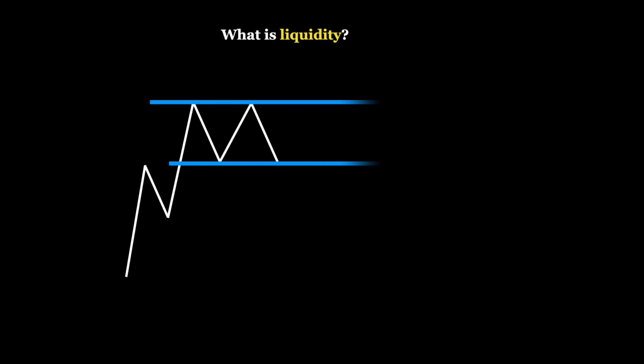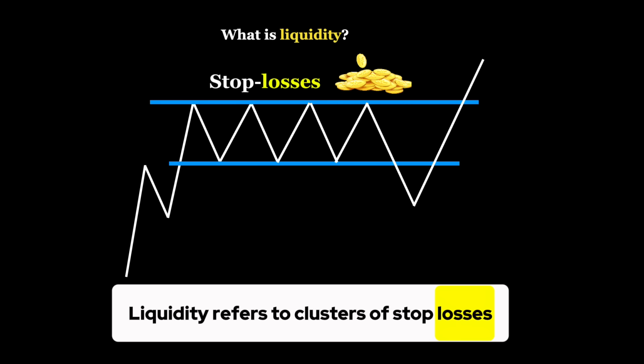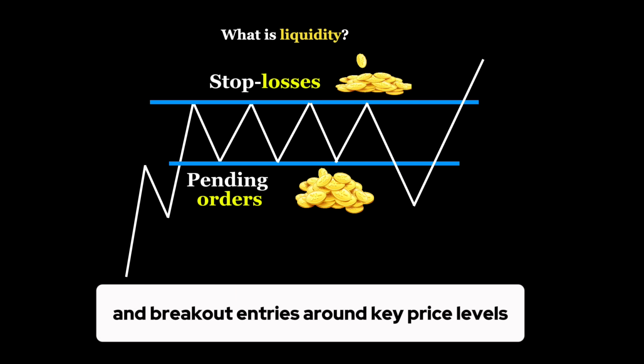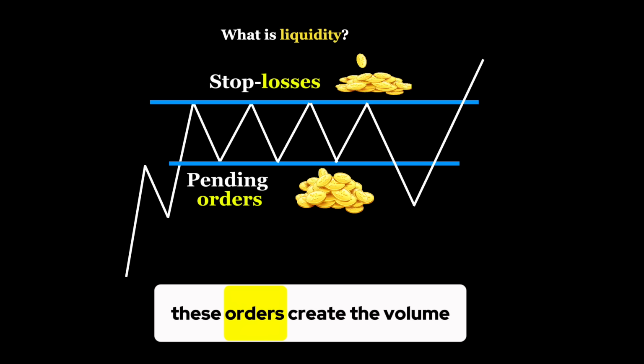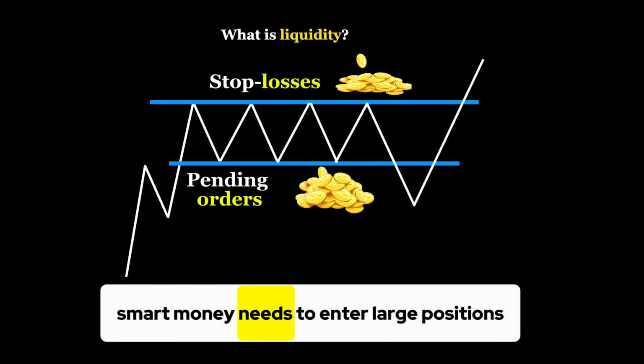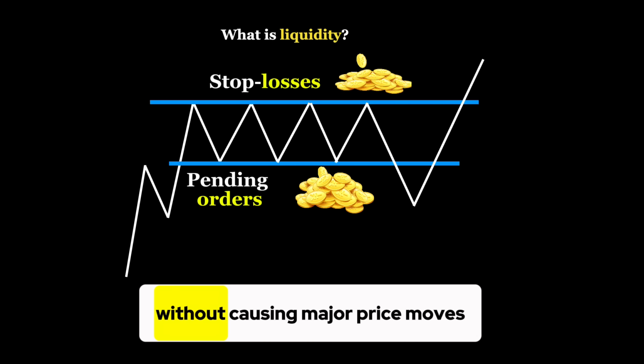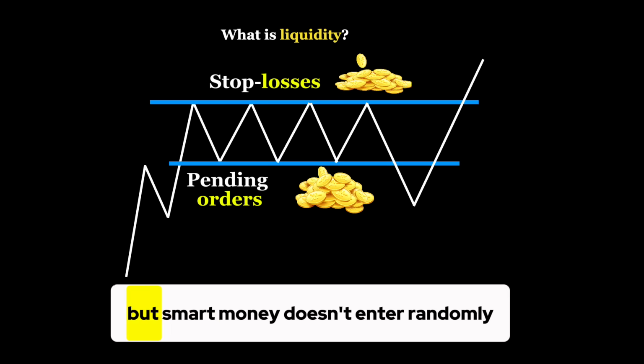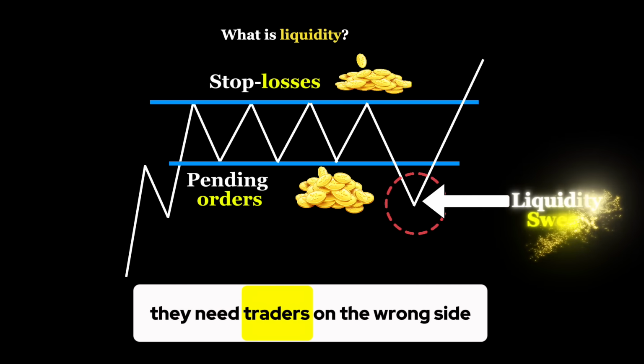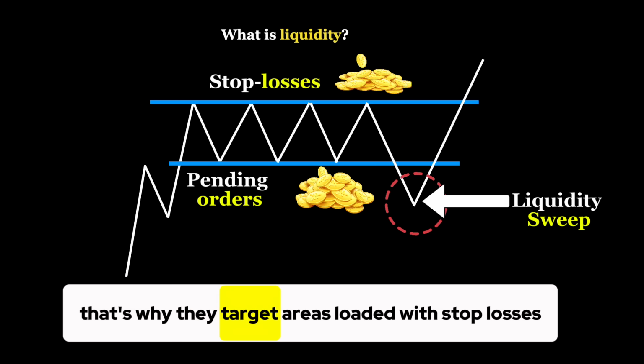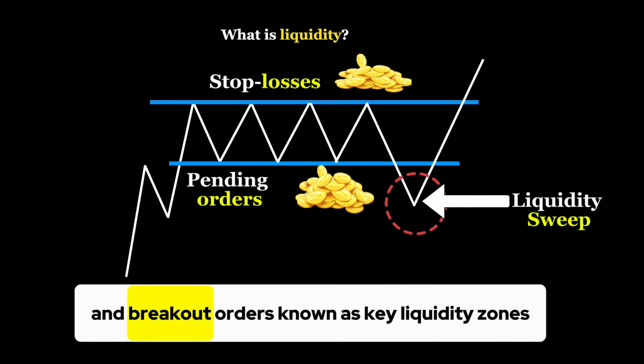Let's get started. So, what is liquidity? Liquidity refers to clusters of stop losses, pending orders, and breakout entries around key price levels. These orders create the volume smart money needs to enter large positions without causing major price moves. But smart money doesn't enter randomly. They need traders on the wrong side. That's why they target areas loaded with stop losses and breakout orders, known as key liquidity zones.